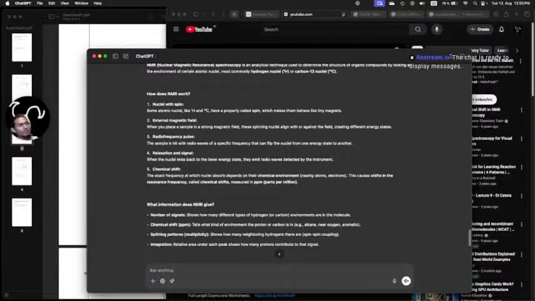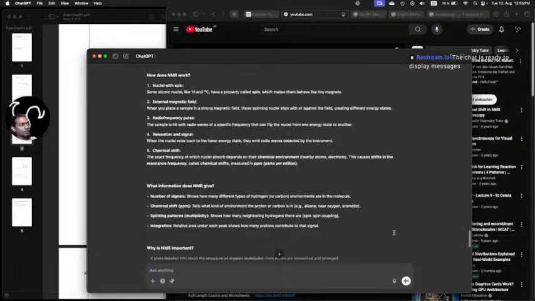What information does an NMR give? The number of signals shows how many different types of hydrogen or carbon environments are in the molecule. Chemical shift tells what kind of environment the proton or carbon is in. Splitting pattern, multiplicity, shows how many neighboring hydrogens there are. Spin coupling integration, the relative area under each peak, shows how many protons contribute to that signal.